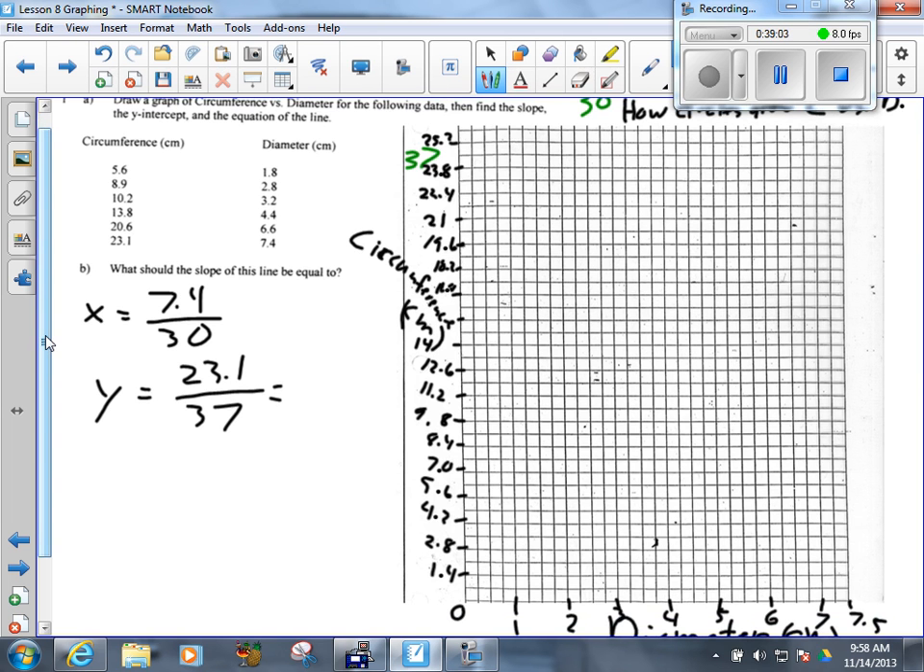All right, so my first point is a diameter of 1.8 centimeters and a circumference of 5.6. Okay, so diameter is 1.8, so this is 1.75 and 5.6. Well, 5.6 is a line, so that's great, but I do have to estimate where 1.8 is. Something like that. Okay, and then my next one is 2.8 and 8.9. Okay, something like that.